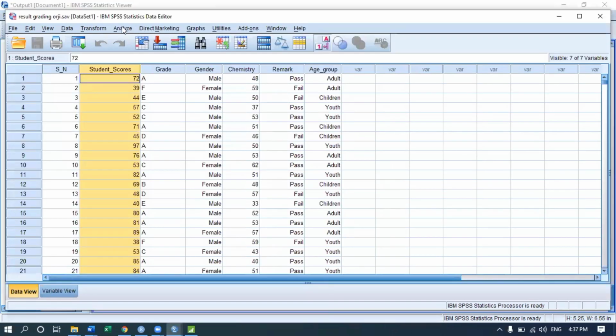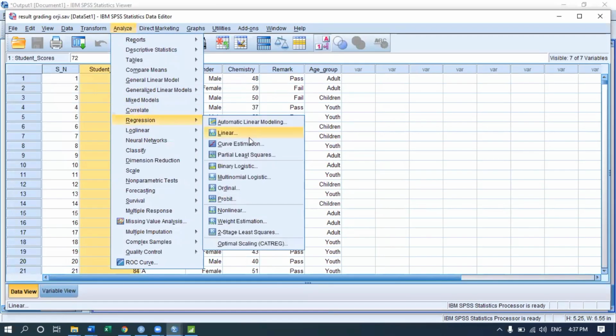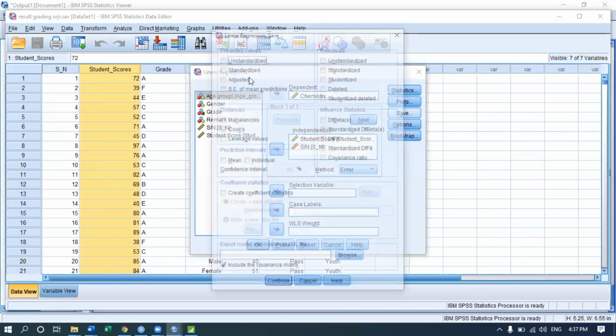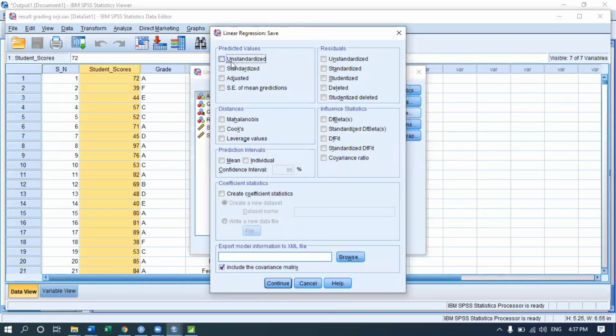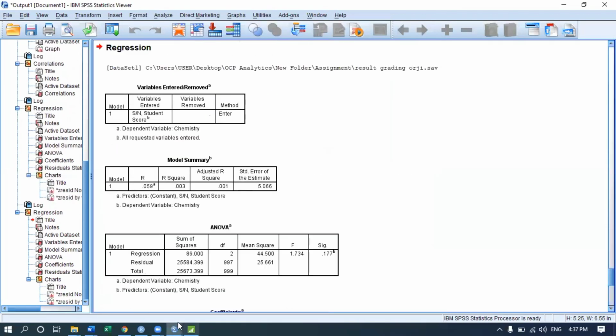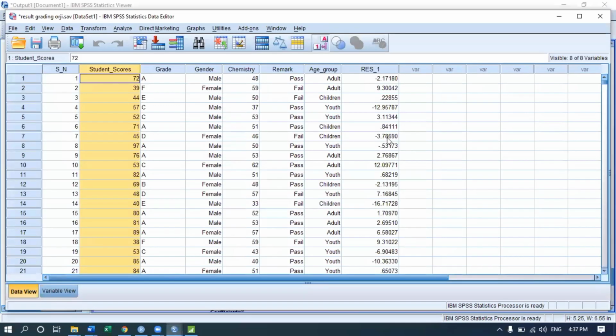Okay, let me do an analysis now. Regression, linear, then I'll click save the error. Are we seeing it? I'm not teaching you this now, I just want to show you something. Then if I come back to my SPSS, look at the error term.